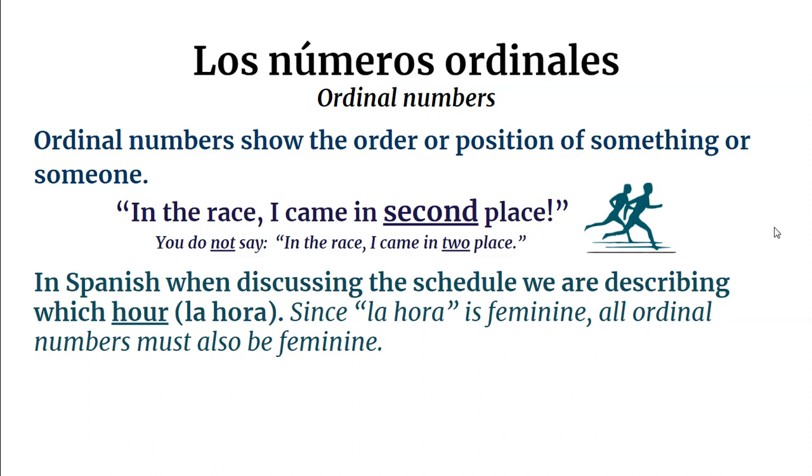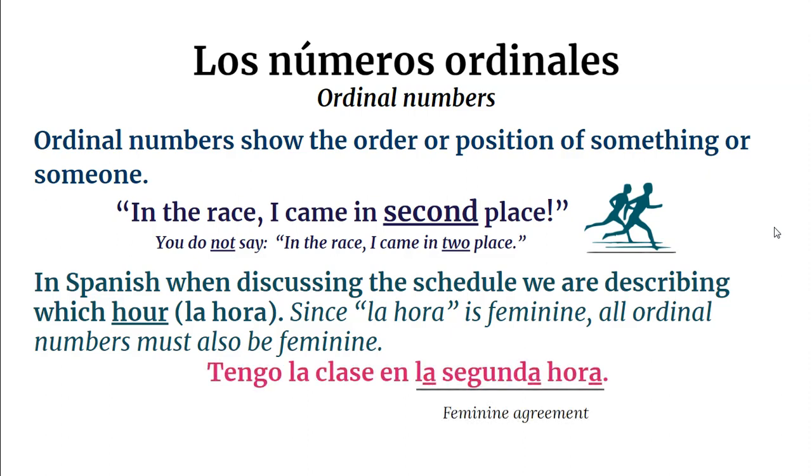Since la hora is feminine, all ordinal numbers must also be feminine when you're just talking about your schedule. This is an example. Tengo la clase en la segunda hora. This means I have the class in 2nd hour. Notice that la segunda and hora all end with the letter A, which is a feminine ending.